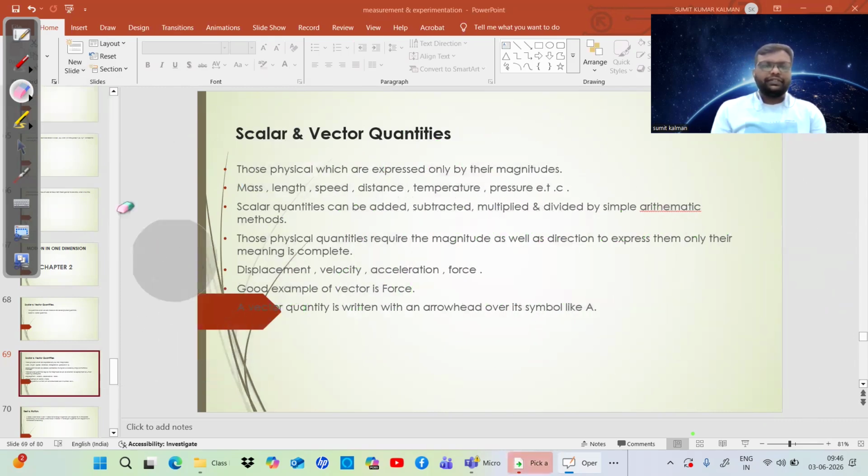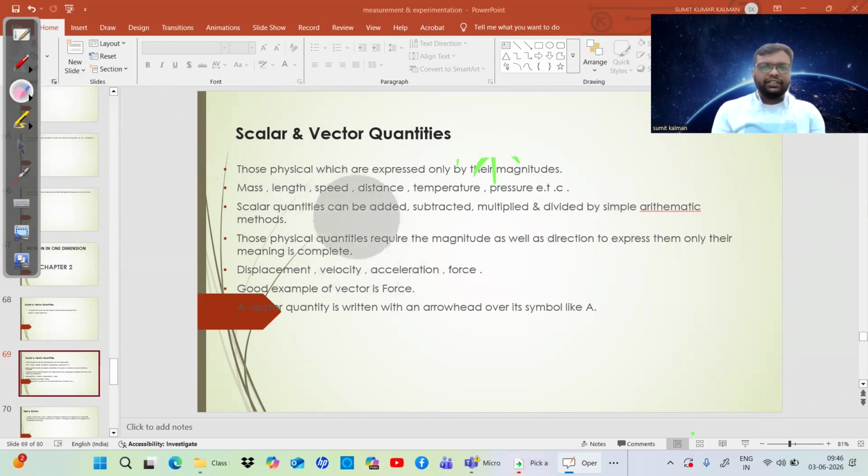Now, students, next is a good example of force. Force is a vector. Suppose you have any body and we apply force, then the body will start to move in the direction of force. So you can just imagine, just understand from this. A good example of a vector is force.